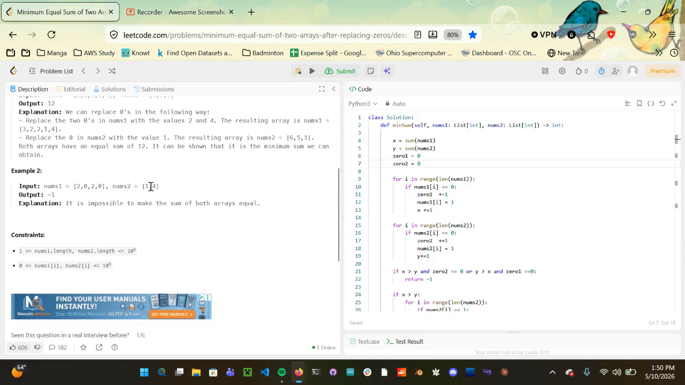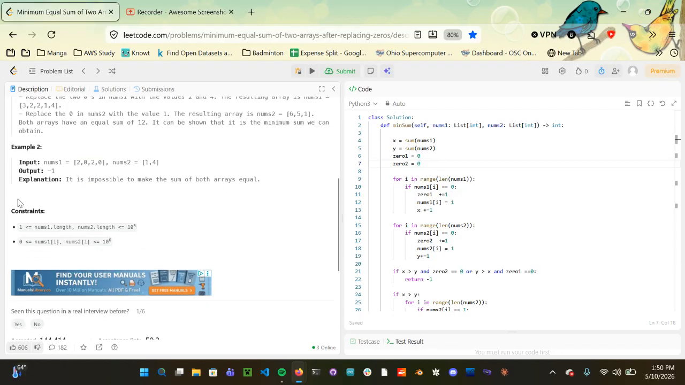Here, look at this example. This is equal to 5. This is 4. And since we have to replace these zeros with a positive integer, at minimum, this is 6. So there's no possible solution. So it's -1. And our constraints are that the length has to be at least 2, so there have to be at least two values in there. And the max case is both of these. Okay.